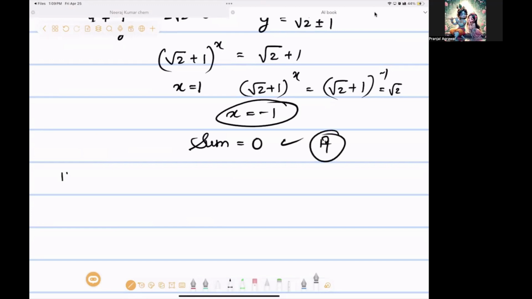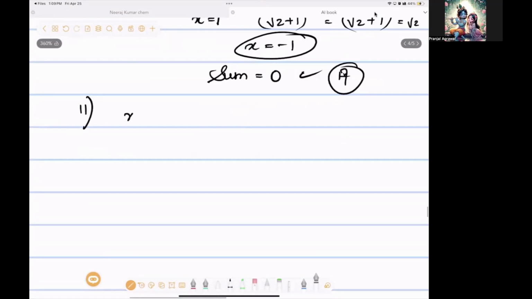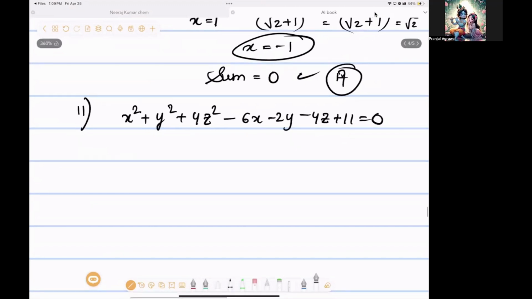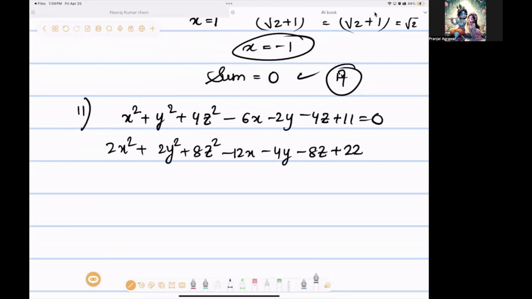Now, question number 11. So it says x square plus y square plus 4z square minus 6x minus 2y minus 4z plus 11 is equal to 0. So what we are going to do, we are multiplying the whole expression by 2. So 2x square plus 2y square plus 8z square minus 12x minus 4y minus 8z plus 22 is equal to 0. And now we are trying to complete the square. That is the whole technique involved here. And then we are done with that.